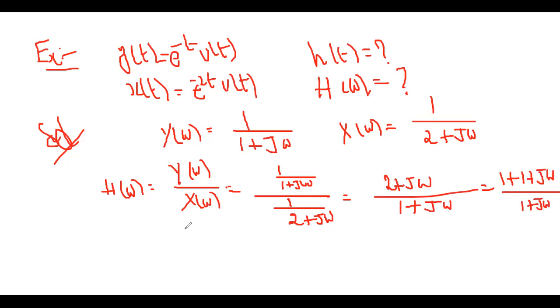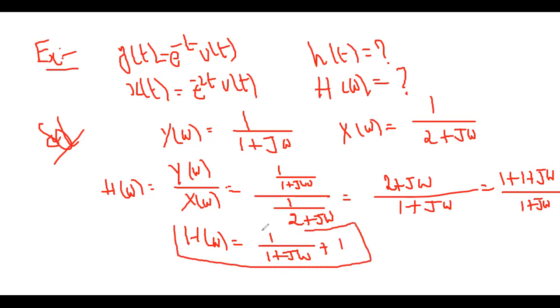So h of omega is equal to 1 plus j omega by 1 plus j omega, which is 1, plus 1 by 1 plus j omega. The frequency response or the system response h of omega is 2 plus j omega by 1 plus j omega, or 1 plus 1 by 1 plus j omega.